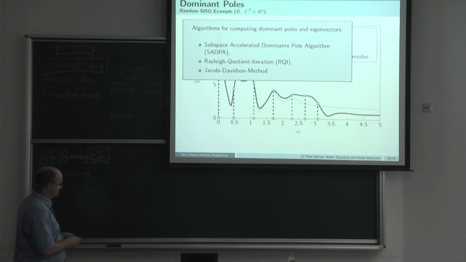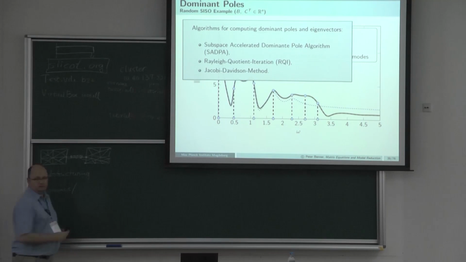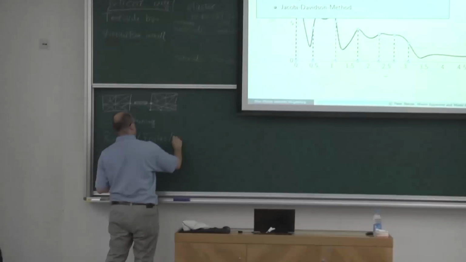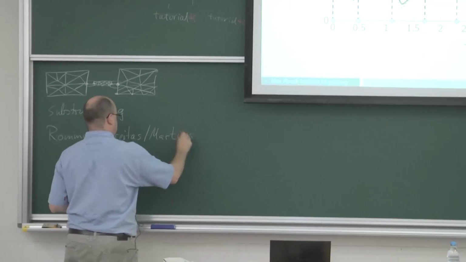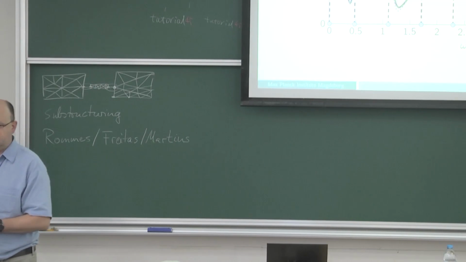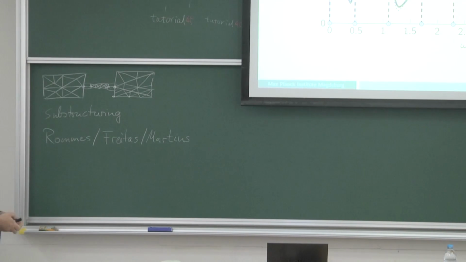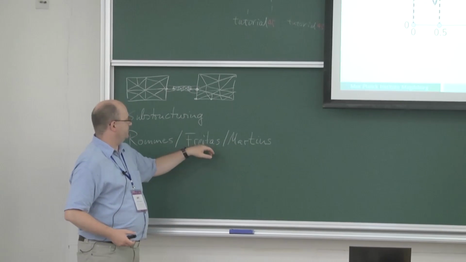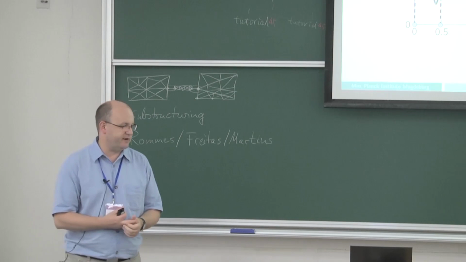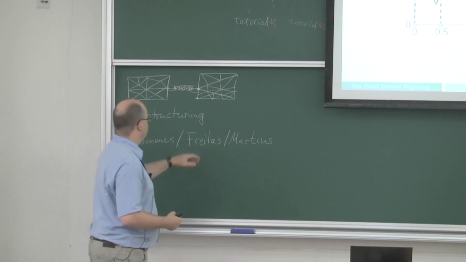The work done here was mostly done by Joost Rommes, at that time from Delft University. He did the algorithm, and Freitas and Martins, they work in the energy sector in Brazil, designing the energy network in Brazil. They were interested in these methods, and they came up with this dominant pole algorithm first, but couldn't get it to converge, and Rommes had experience from numerical linear algebra to make it work, so they joined forces.